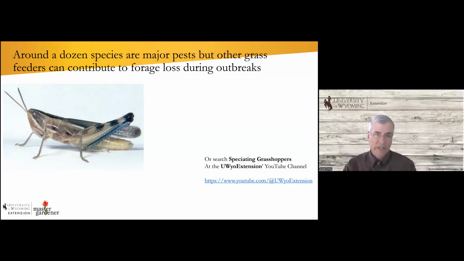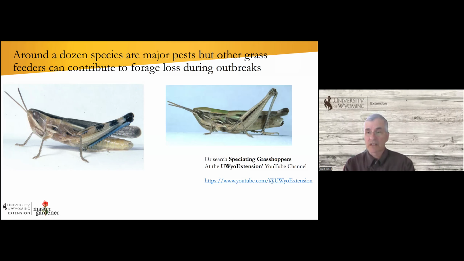This particular grasshopper here is one that likes cool season grasses. This is the Amphitornis coloradensis, and about a dozen species are major pests. There are other grass feeders out in assemblages that can contribute to forage loss, but often there's just one or two species that are in an outbreak that dominate.